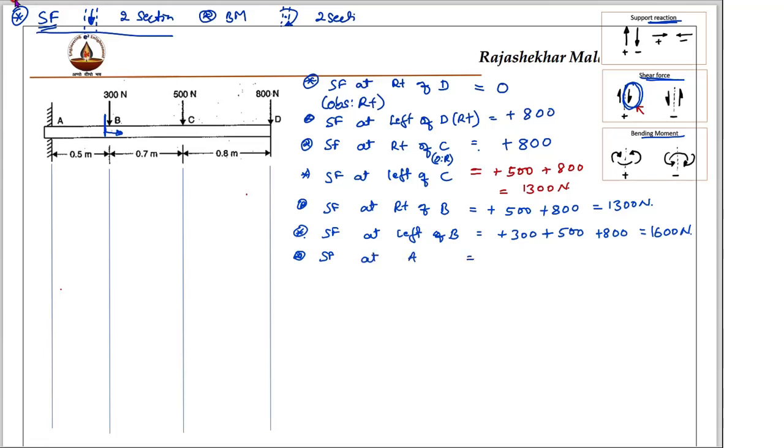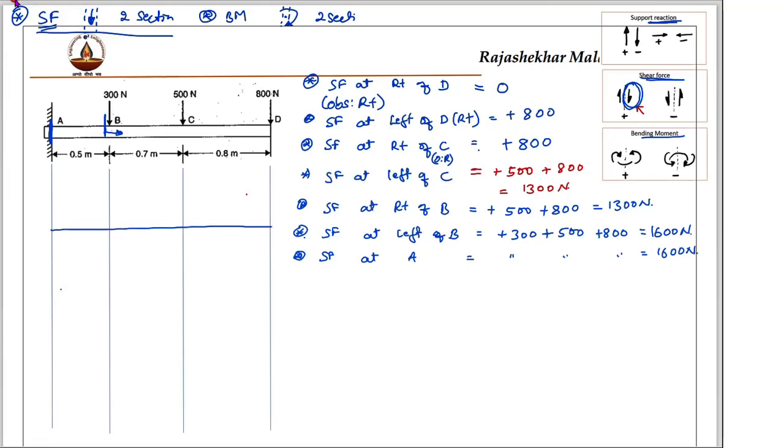Then I will come to shear force at A. At A I can consider this section, and on the right side I will see all these three forces again, and this is 1600 Newton. Now I can draw the shear force diagram.